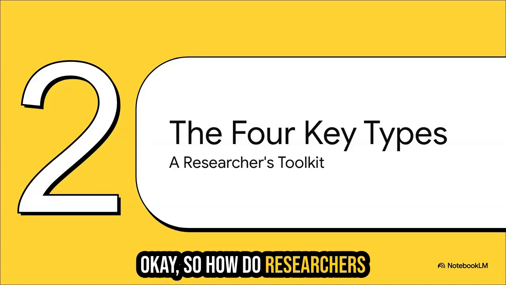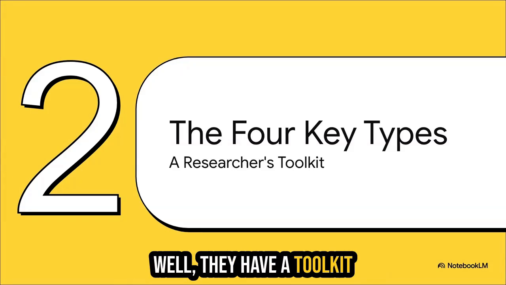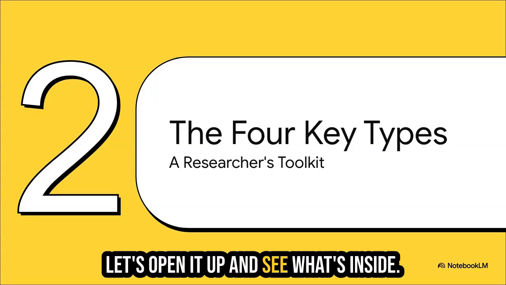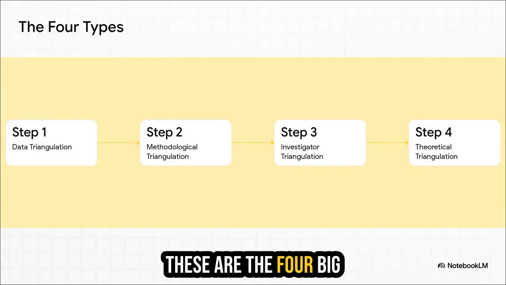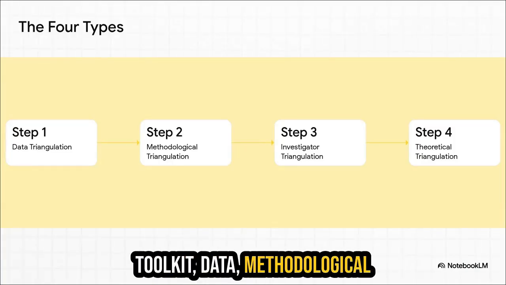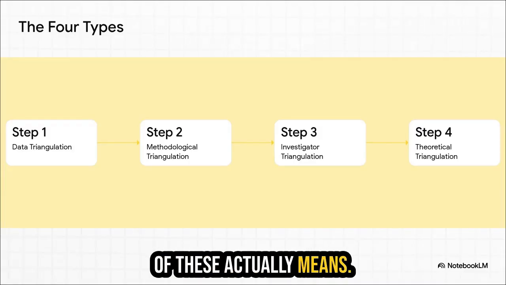Okay, so how do researchers actually do this? How do they put it into practice? Well, they have a toolkit with 4 key strategies for building out that fuller picture. Let's open it up and see what's inside. These are the 4 big ones, the essential tools in the whole triangulation toolkit: data, methodological, investigator, and theoretical. Let's break down what each of these actually means.